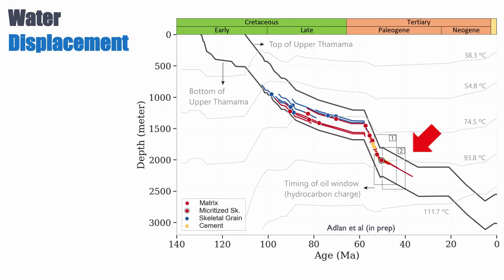Now, if you put this into a known burial history for the region, that places us at roughly 50 million years, so somewhere in the Eocene. And the Eocene is also when the oil was in place in that reservoir. So here we have a beautiful example of evidence, due to carbonate recrystallization, that the emplacement of oil completely stopped recrystallization in carbonate, essentially stopped diagenesis.